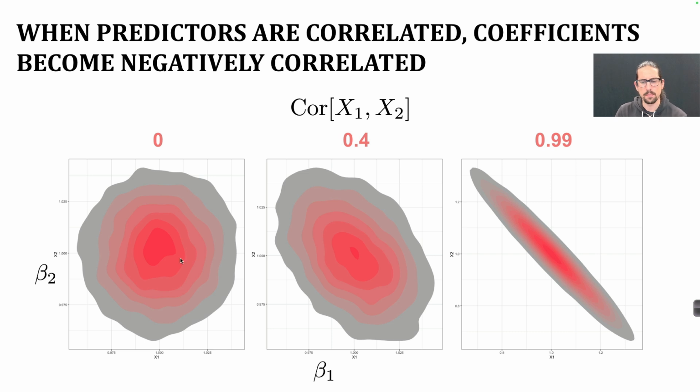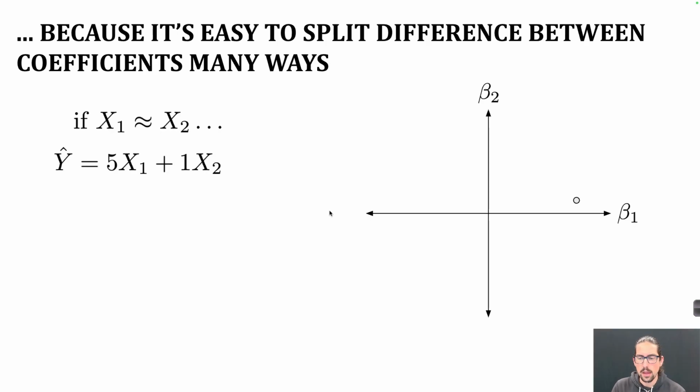So why does this happen? You can show this yourself if you want in simulations. Why is it that they have this joint distribution that becomes skewed this way, where they depend on one another? The reason is that it's easy to split the difference between coefficients many different ways if those two covariates are basically encoding the same information.